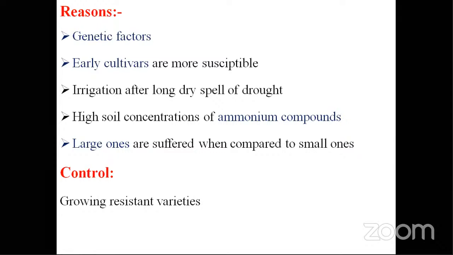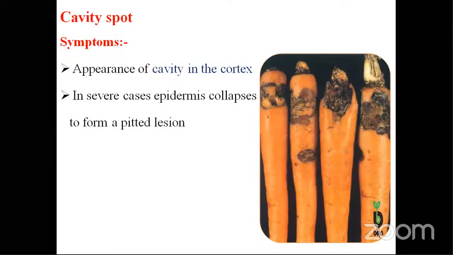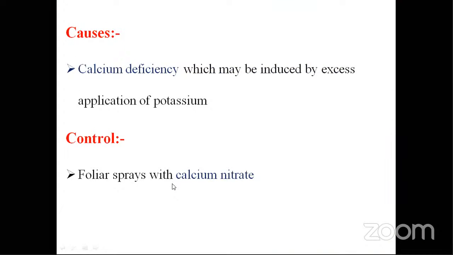Next is cavity spot, which is calcium deficiency. Here is a very important bit: cavity spot, calcium deficiency, and appearance of cavity in the cortex. So in the cortex you see some cavity or shallowness in the root. Why? Because the epidermal cells, the epidermis of the carrot, collapse there, it becomes pitted, it becomes lesioned. Why does it happen? What is the reason? Because of the calcium deficiency.